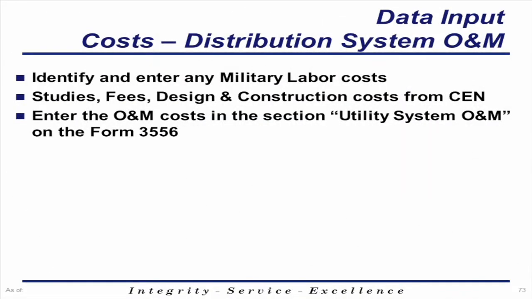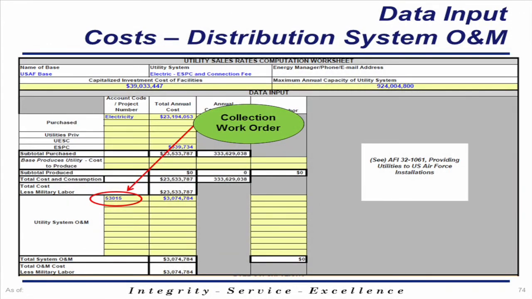We also want to identify and enter any military labor cost that we have, along with studies, fees, design and construction costs from the engineering flight, because we are always looking for expenses in either the utility distribution or the utility production that are utility related. That's why we must go back in and look at the different things that we might forget sometimes, like the studies, the fees, and designs. And then we enter that cost in the O&M section called the Utility Systems O&M on the Form 3556.